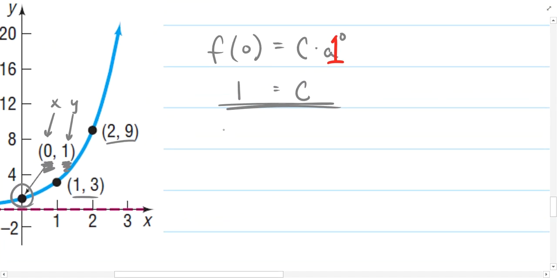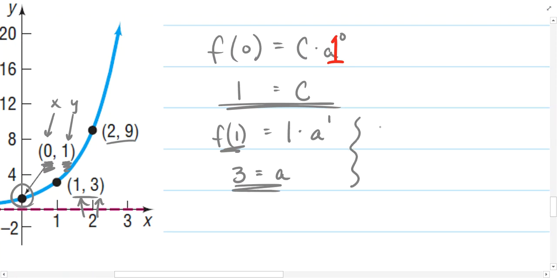If I pick any other data point, this, or even this one, I can now find the growth factor. Let me show you how. Let's pick this first one here. When x is 1, the y value becomes 3. We also know that c is equal to 1, so we now have 1 times a to the first power. Well, f of 1 is the y value when x is 1, and that ended up being 3. 1 times a to the first power, well, that's just a, and we now know that a is equal to 3.